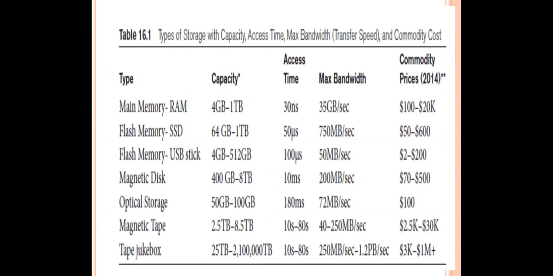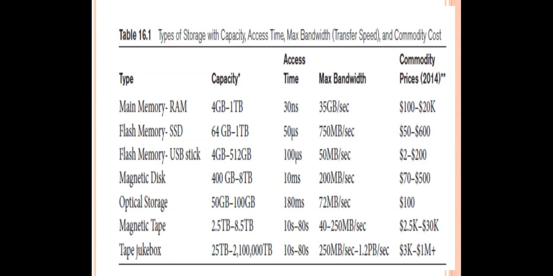Here, this particular table gives you an idea to compare the various types of memories based on type, capacity, access time, maximum bandwidth, and price of the product. If you take the main memory, RAM, it is always costly. The cost will automatically increase based on the size of the memory. The access time is very high speed, because it is available within the CPU itself.